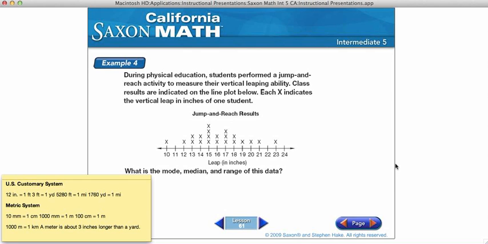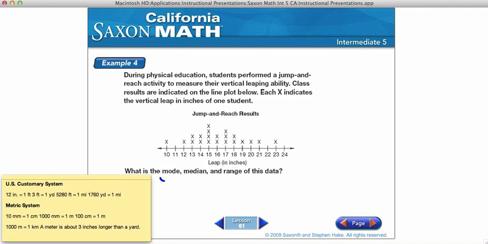All right, example 4. During PE, students performed a jump and reach activity to measure their vertical leaping ability. Class results are indicated on the line plot below. Each X indicates the vertical leap in inches of one student. What is the mode, median, and range of this data? Okay, this is going back to a few lessons. So let's break this down.